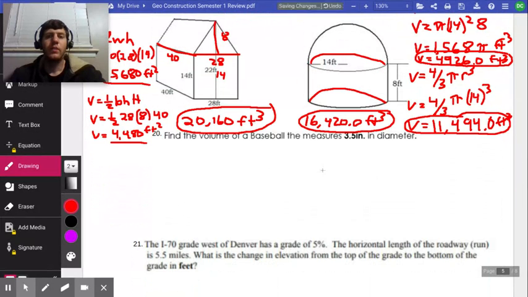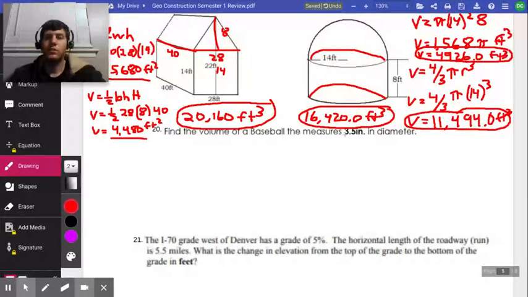Okay. Find the volume of a baseball that measures 3.5 inches in diameter. So again, a baseball is a sphere. So the volume formula for a sphere is 4/3 pi r cubed. If the diameter is 3.5 inches, the radius is going to be half of that. So the radius is going to be 1.75.